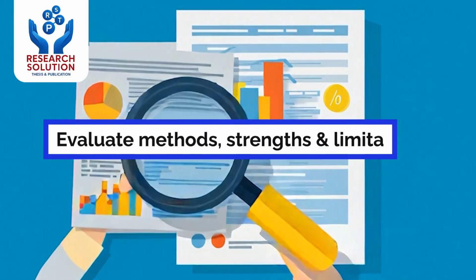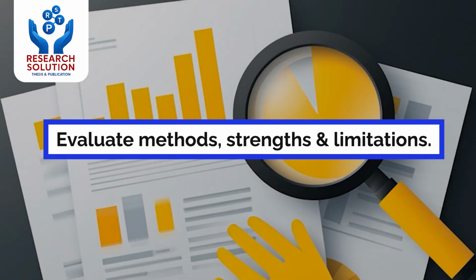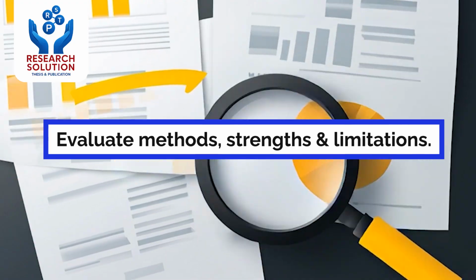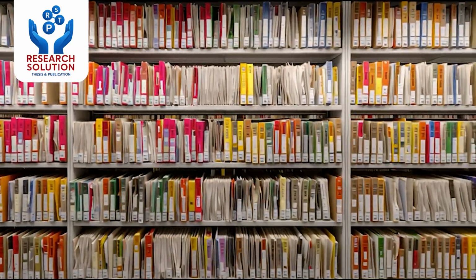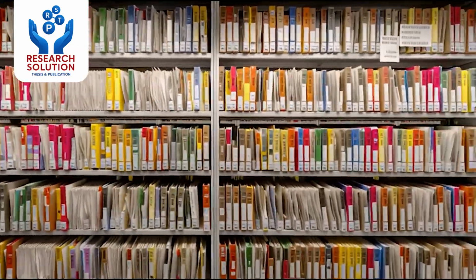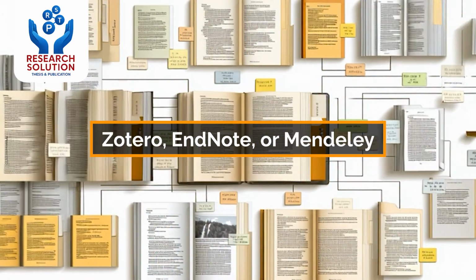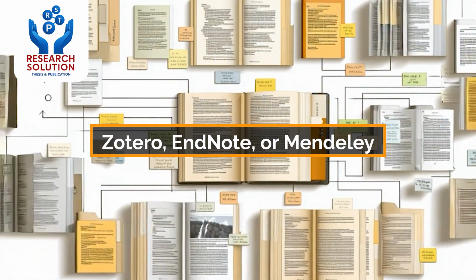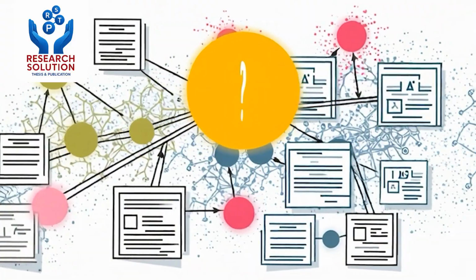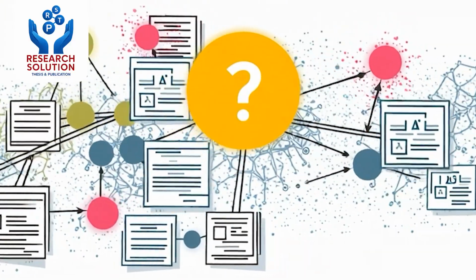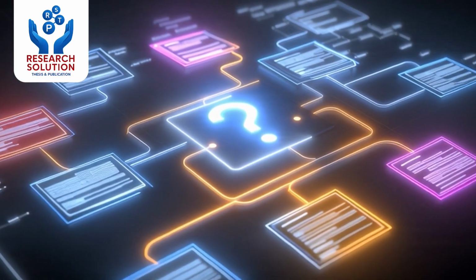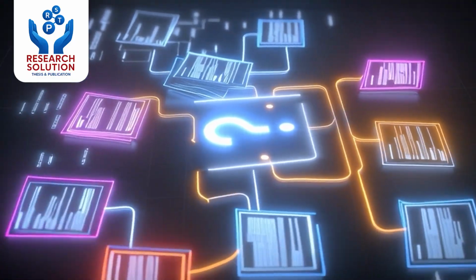Then read the full text critically to evaluate their methodologies, strengths, and limitations. Organize your references using citation management tools such as Zotero, EndNote, or Mendeley to save time and avoid errors. Instead of just summarizing previous research, analyze and synthesize findings to identify gaps your study will address.